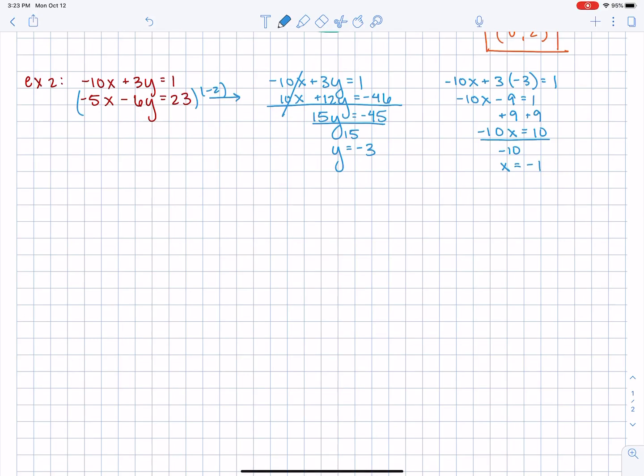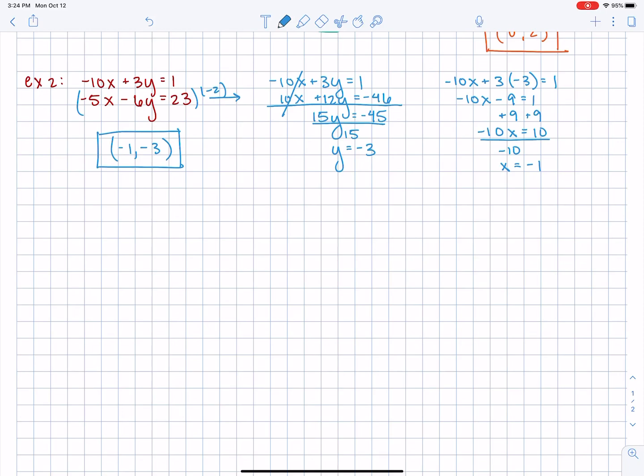As a reminder, you should always write your answers as a coordinate point. So this is the point negative 1, negative 3. Then I'm going to box my answer. I'm not going to box that y equals negative 3 and x equals negative 1. We're talking about this as a coordinate point.